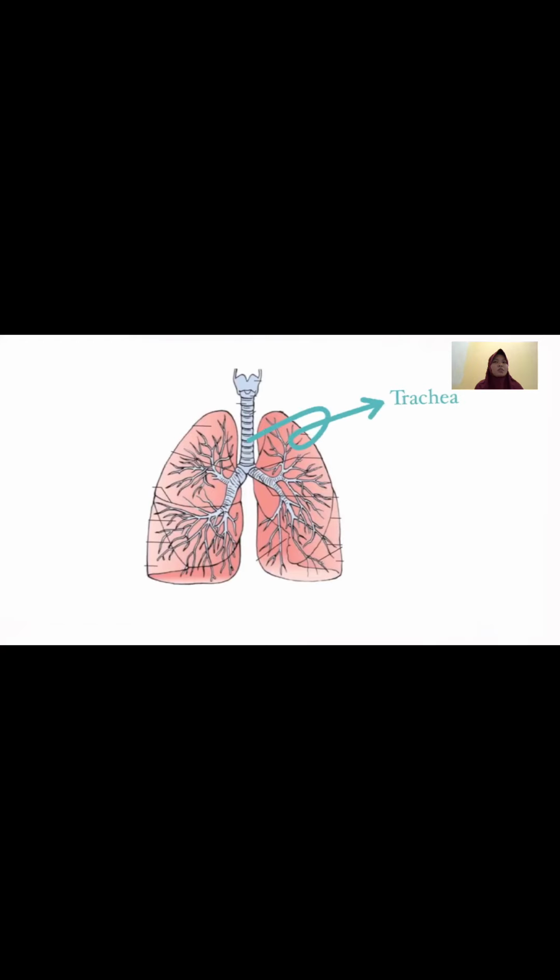In the trachea, there is cartilage that strengthens the trachea so that this channel will remain open. From the trachea, there are two branches called bronchi. Each bronchus leads to one of the lungs. Bronchi branch again in the lungs into small channels called bronchioles.